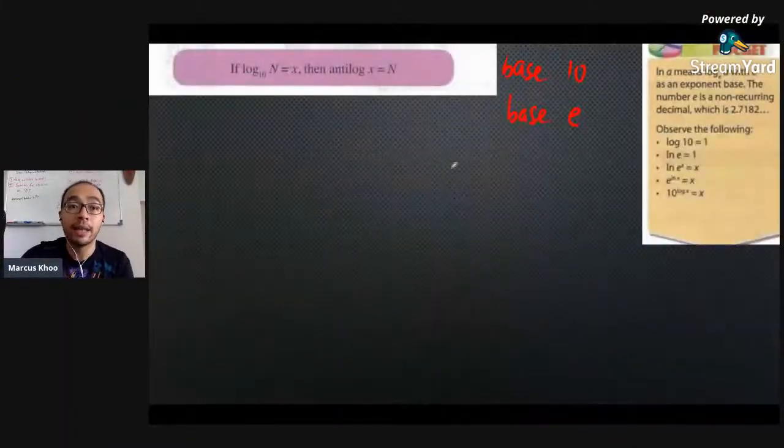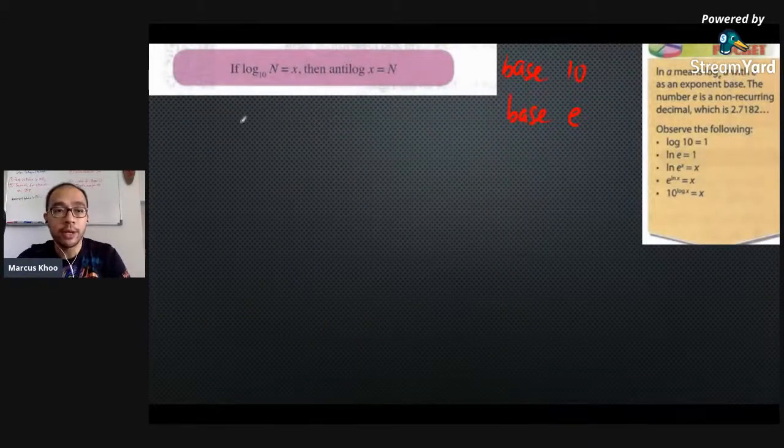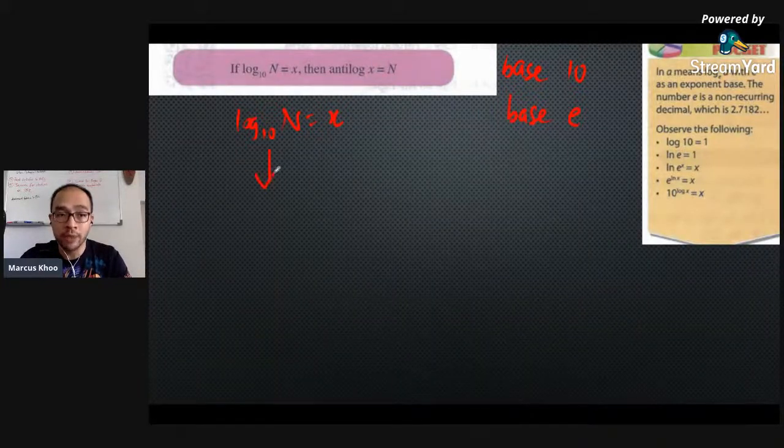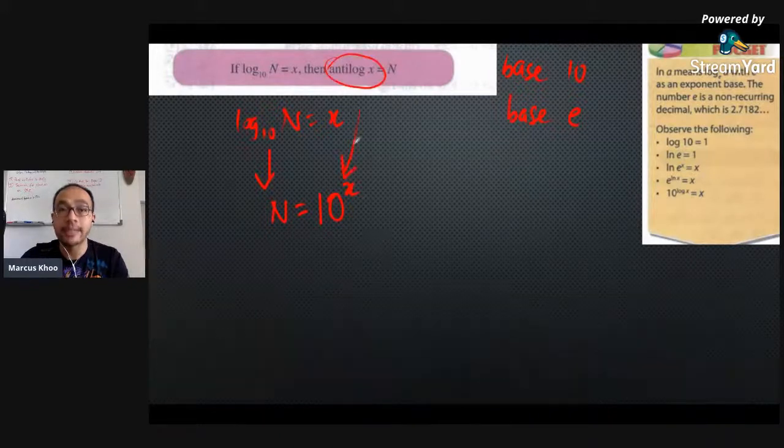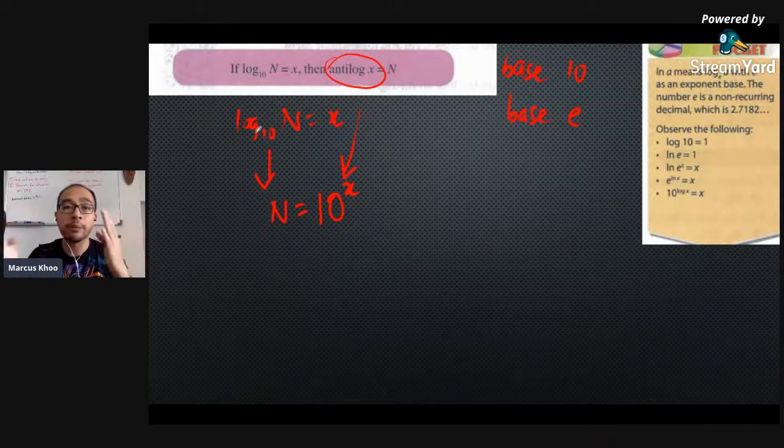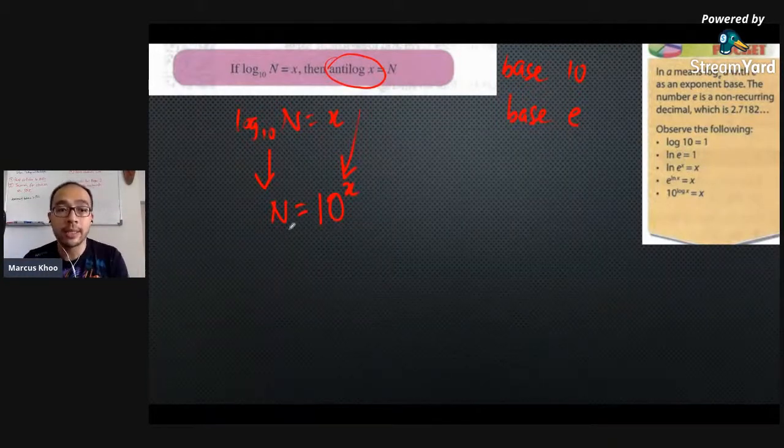The opposite of log, if you press shift and then press log on the calculator, we call this the anti-log. So let's think about this again. Log base 10 of n equals x. This is an equation in log form. If I change it into index form, what will I get? n equals 10 to the power of x. Anti-log x and 10 to the power of x are the same thing. But we call this an anti-log because the friend of log must be anti-log. So anti-log x equals n.